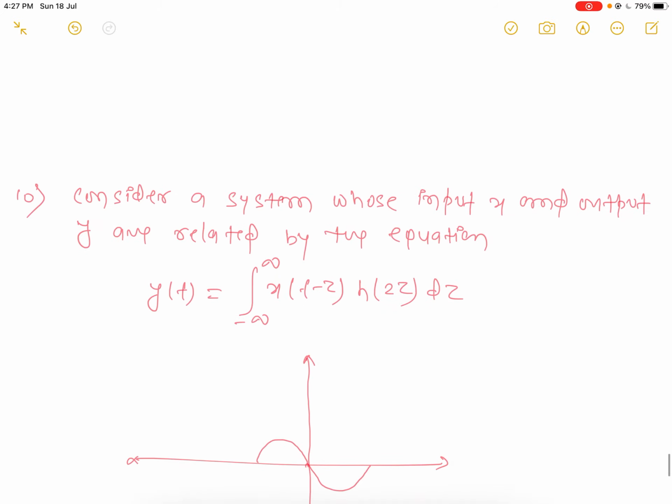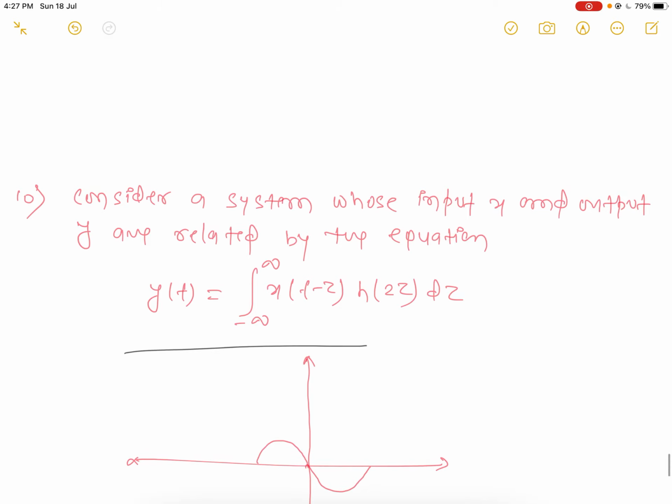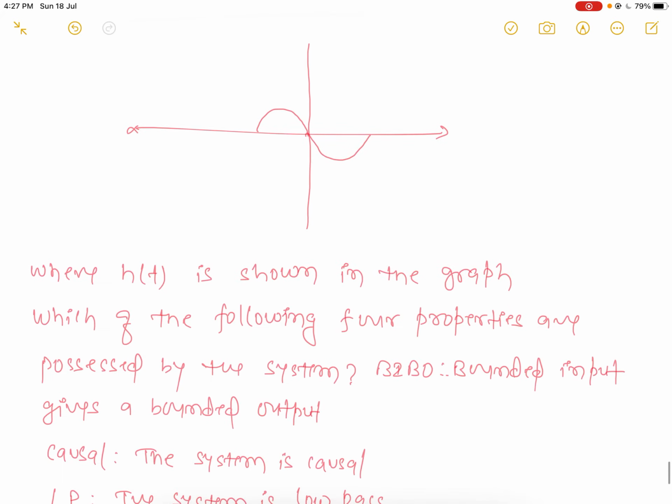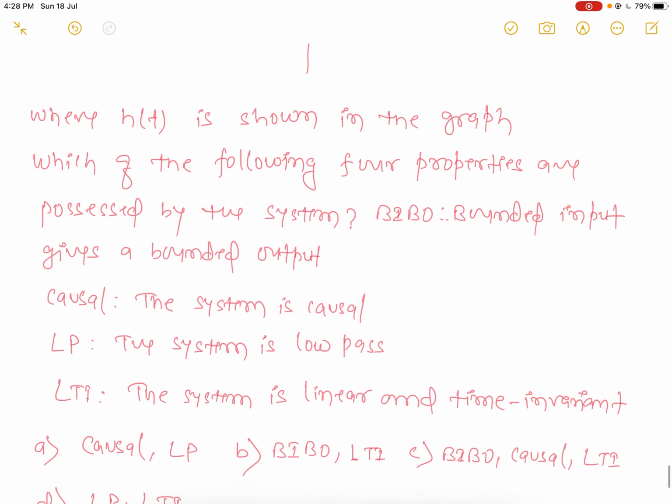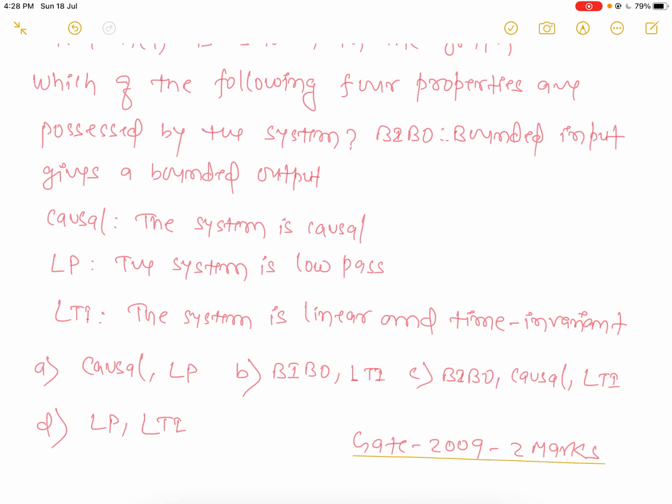Now comes the next question. Consider a system whose input x and output y are related by the equation given here, where h(t) is shown in the graph. Which of the following four properties are possessed by the system? BIBO means bounded input gives bounded output, causal means the system is causal, LP means the system is low pass, LTI means the system is linear and time invariant.